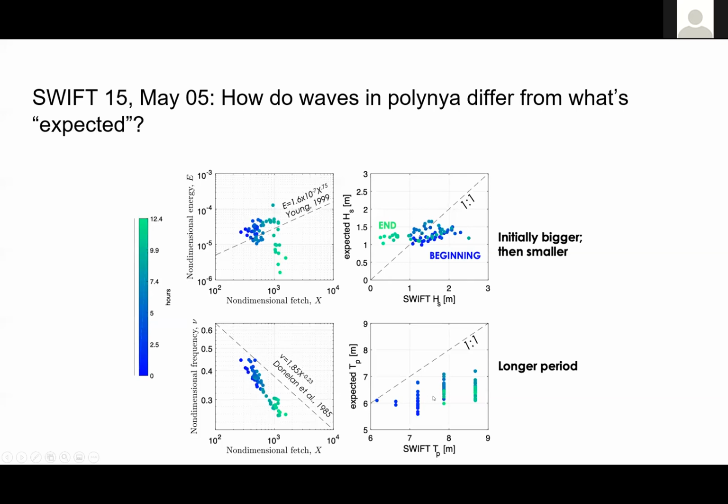The waves are also longer period than what are expected. As I mentioned, these are very, very high winds that we're seeing here. So basically, it's a local wind sea, if you will, generated by very, very high velocity winds.